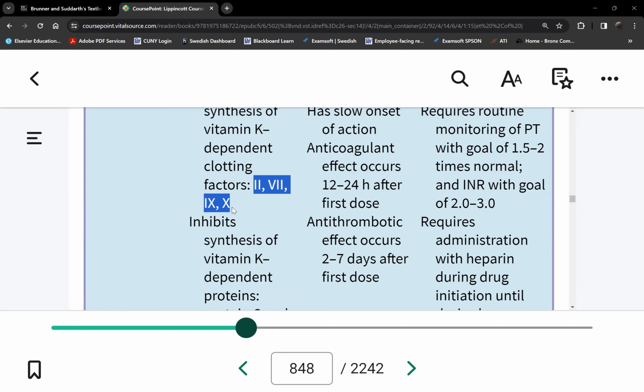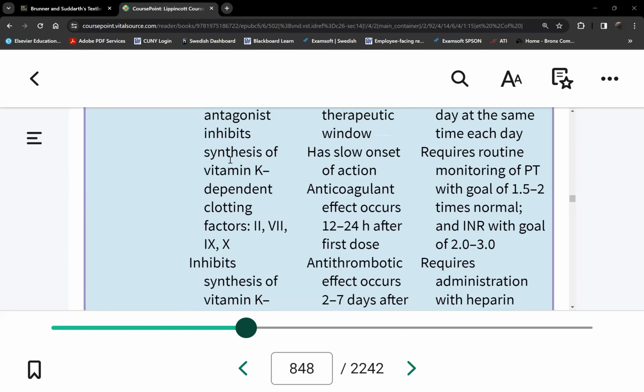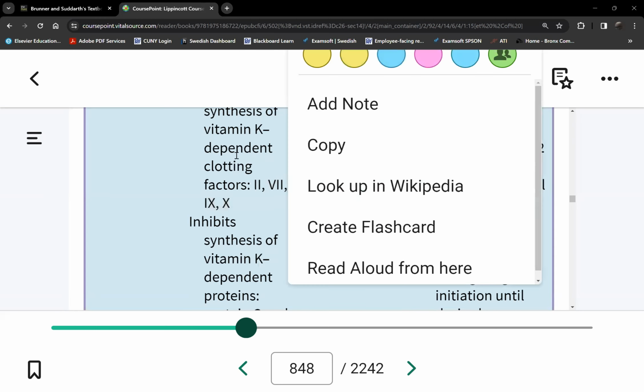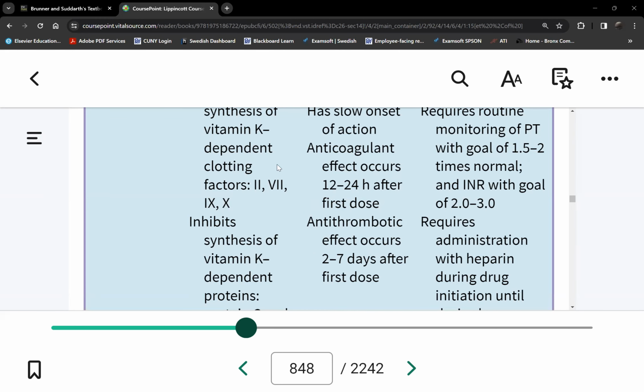Now, these 4 clotting factors are essential in the cascade. You don't have these, the clotting cascade cannot continue. And therefore, can they form a clot without these? No. So the vitamin K inhibitor, which is warfarin, will inhibit the production of these 4 clotting factors. Therefore, no blood clot, correct? And the monitoring is the PT-INR.